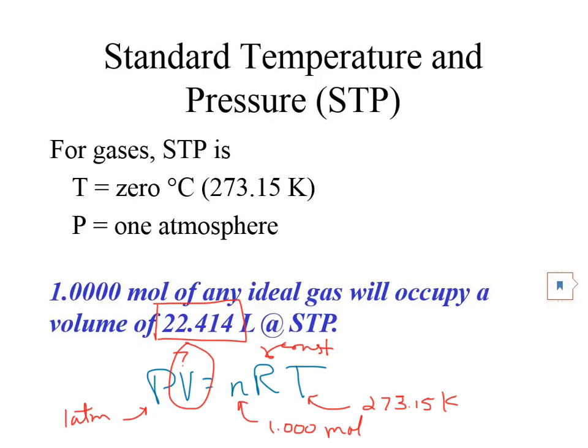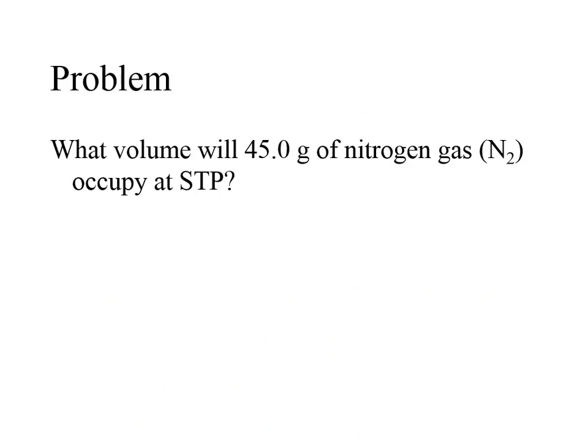And so back to my beach ball. It contains 22.414 liters, which you're like, man, that's a lot. But if you figure a liter is about a quart, and it takes 4 quarts to a gallon, that's a little over 5 gallons. That's not that much. So let's take a look at a few problems.